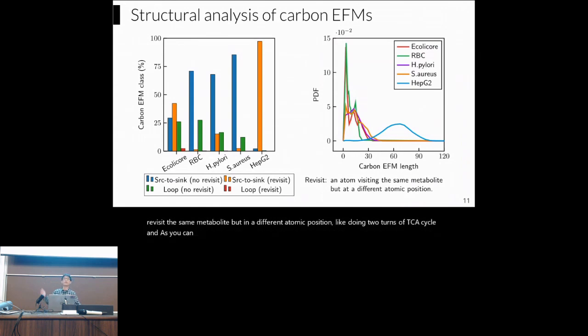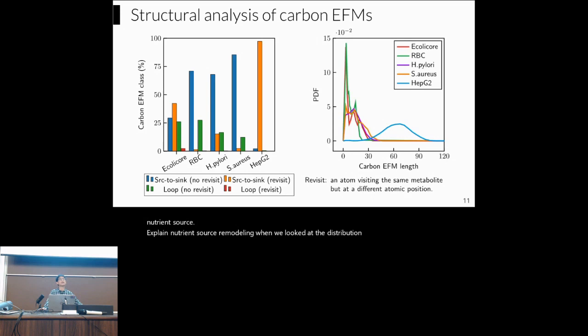And as you can see, the majority of our pathways correspond to source to sink, or nutrient source remodeling. When we looked at the distribution of our EFM lengths, or the number of reactions, we found that for our most highly connected HepG2 data set, on average, the carbon EFMs went through approximately 63 reactions. And that's just interesting from a structural perspective, given how many different ways those carbons can remodel through the network, becoming maybe the same metabolite, but moving around in their positions within the different carbons.